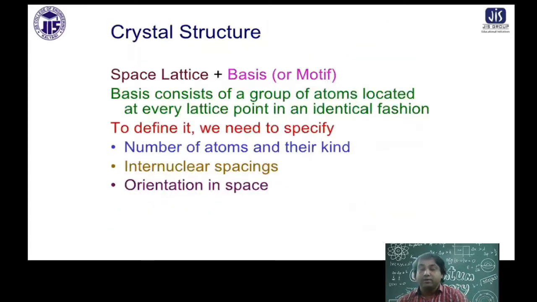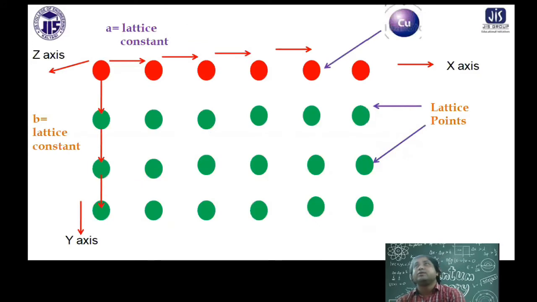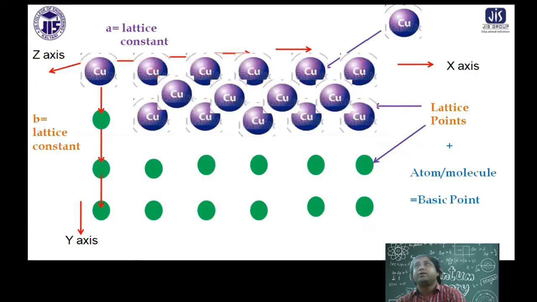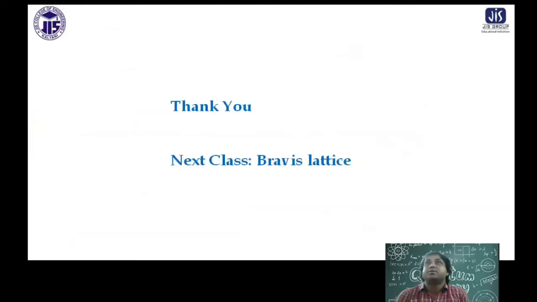And when you have to make an actual solid, at every lattice point you have to add the atoms, which makes the basis. For example, those red and blue balls are lattice points now. If you are adding, say, copper there, then you are making the crystal of copper. Copper is a body centered cubic structure. Then those points are called basis points.